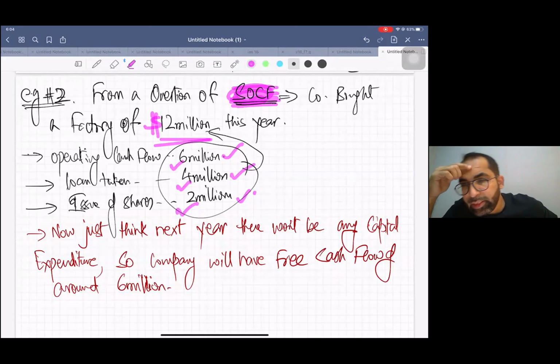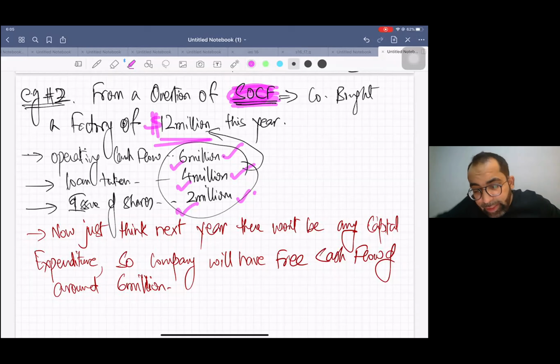Now we all know that buying a factory is a one-off thing. After many years, we buy such a big factory of $12 million. So just close your eyes and go to the next year. Next year, there won't be any capital expenditure like this, so there won't be a 12 million outflow. Next year, we won't issue new shares, because share issue is not done every year. We won't take a new loan next year.